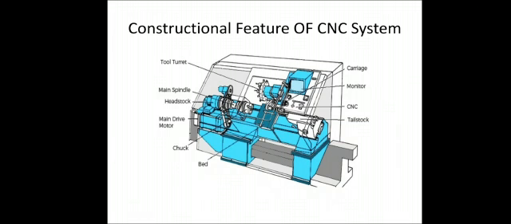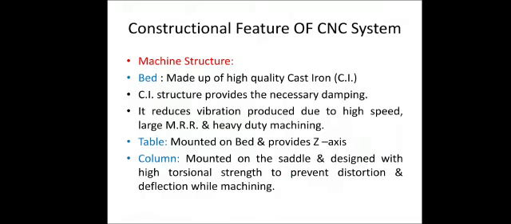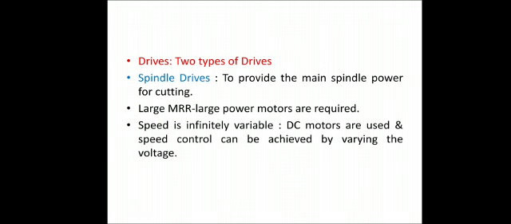There are two types of drives. First one is spindle drives, to provide the main spindle power for cutting. Large MRR is required, therefore large motors are required. Speed is infinitely variable, therefore DC motors are used and speed control can be achieved by varying the voltage.